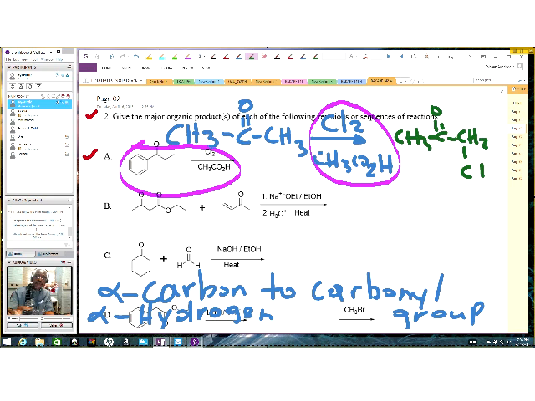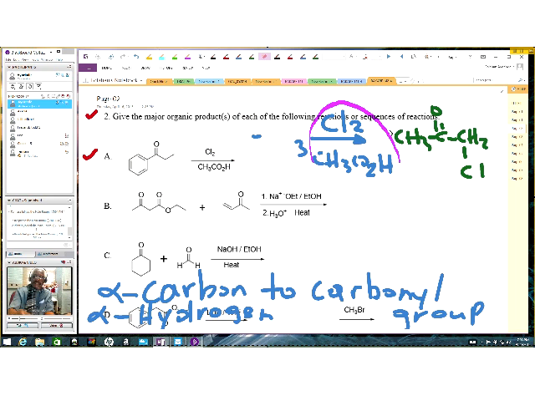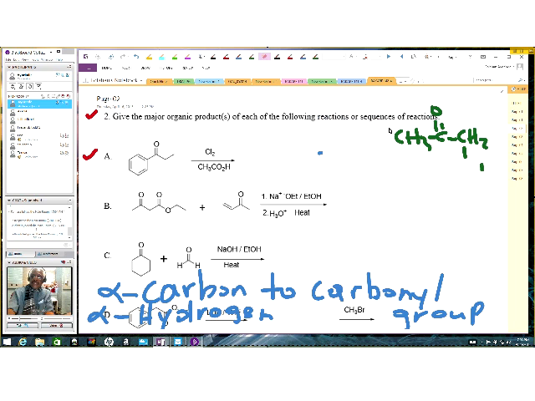Okay, so in order not to confuse you, let me go ahead and write the product of this reaction, since they asked us to give the product of each reaction.